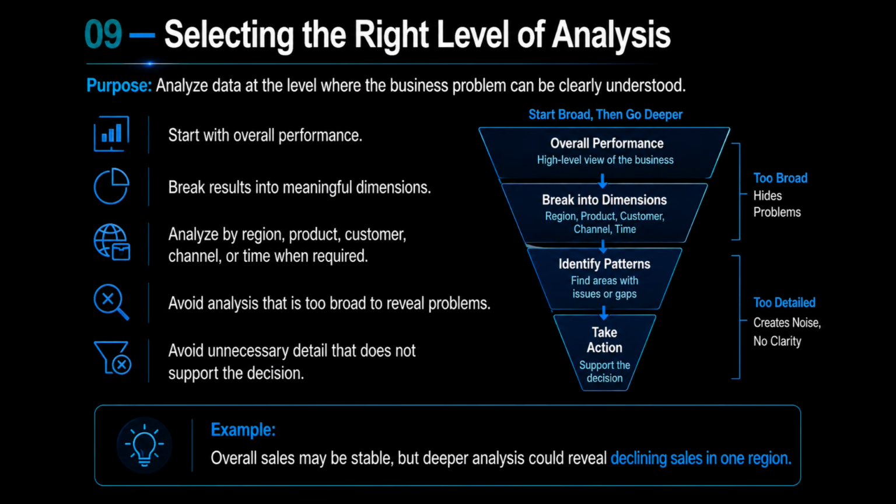The key is to maintain the right balance. If the analysis is too broad, important problems may remain hidden. If it is too detailed, it can create unnecessary noise and reduce clarity. For example, overall sales may appear stable, but deeper analysis could reveal that sales are declining in one particular region. Start broad, go deeper where needed, and analyze only to the level that supports a clear business decision.